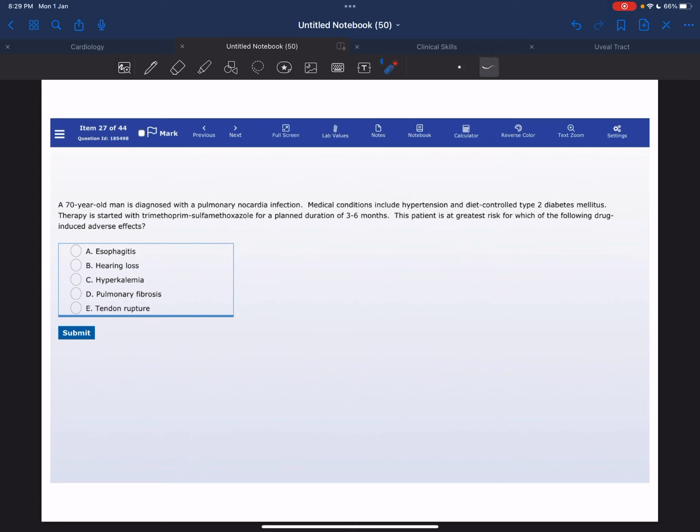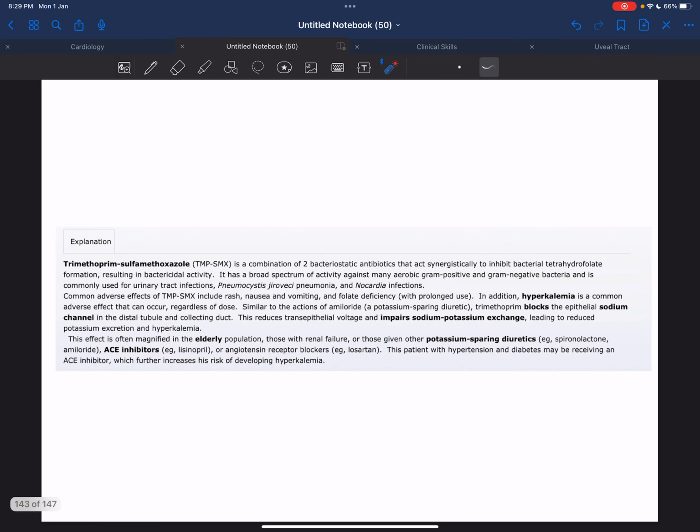The correct answer here is C, which is hyperkalemia, because hyperkalemia is a common adverse effect of trimethoprim-sulfamethoxazole due to the trimethoprim-induced blockade of the sodium channels in the collecting duct, which prevents sodium-potassium exchange and reduces the renal excretion of potassium, similar to the action of amiloride. This effect is often magnified in the elderly population, those with renal failure, or those given other potassium-sparing diuretics, ACE inhibitors, or angiotensin receptor blockers.